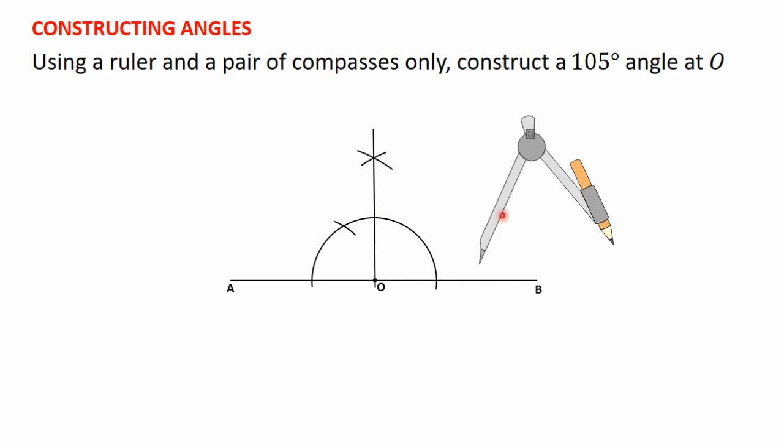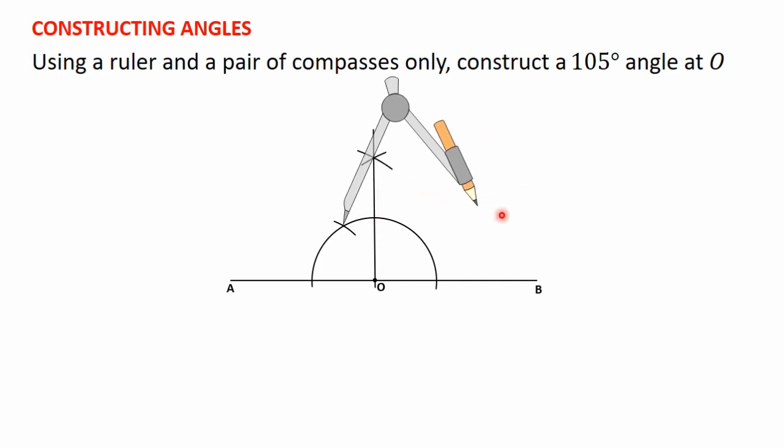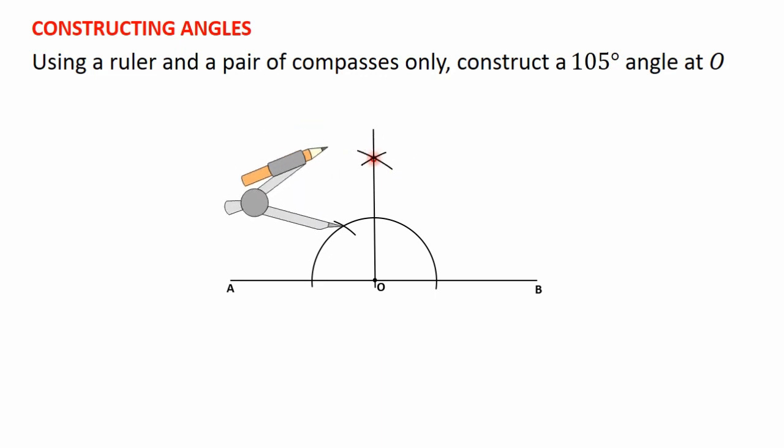To do that, you pick the needle of the compass and you put it on this point. Then I'm going to adjust the compass a little bit. After that, you turn it and construct an arc here. Now, after doing that with the same radius, you move the needle of the compass to this point, then you turn it and construct another arc to intersect the first one. So construct another arc to intersect the first one like I have here.